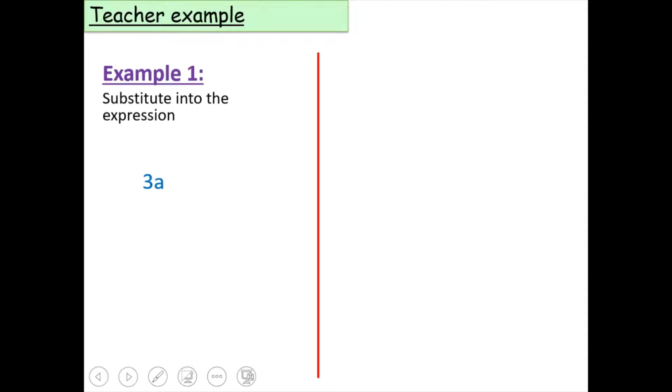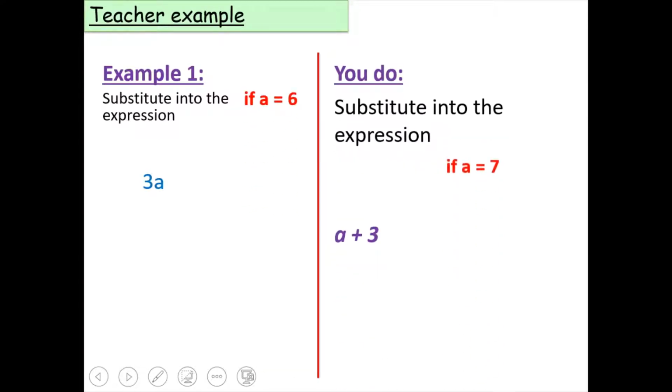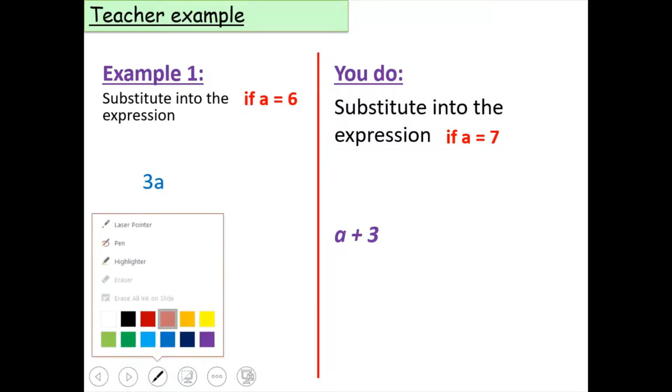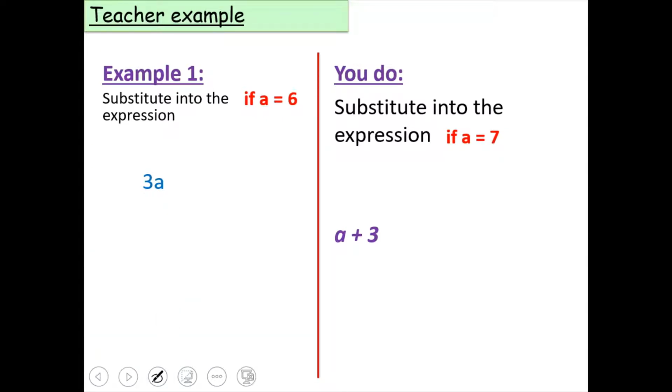Before we do anything, we need to make sure we understand what 3a means. For example, number 1 says: substitute into the expression 3a if a equals 6. Now we need to understand the notation. 3a basically means 3 times a. Between the 3 and the a, there's a hidden multiplying sign. And in our question, it says a equals 6.